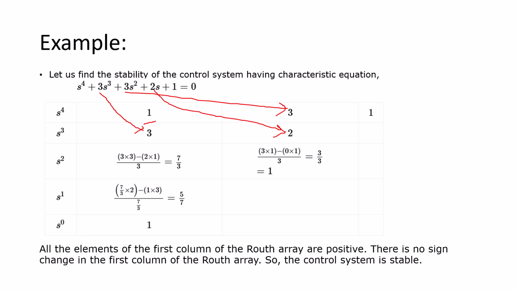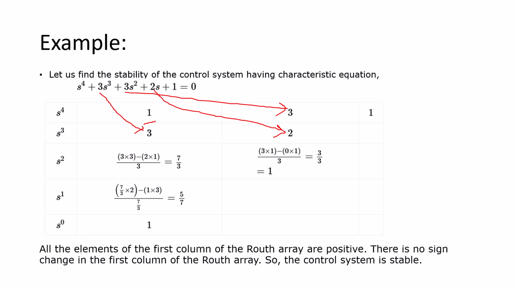Now for calculating this element, what do we have to do? 7 by 3 into 2 minus 1 into 3, by 7 by 3. So that is coming 5 by 7. Now for calculating this element, 5 by 7 into 1 minus 0 into 7 by 3, by 5 by 7. So basically that is coming 1. This is how we construct the Routh array.